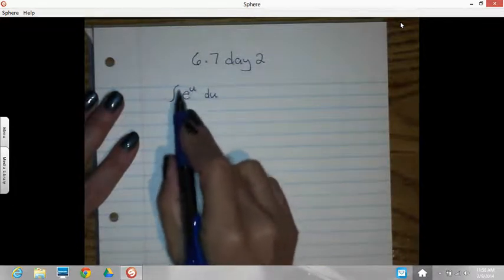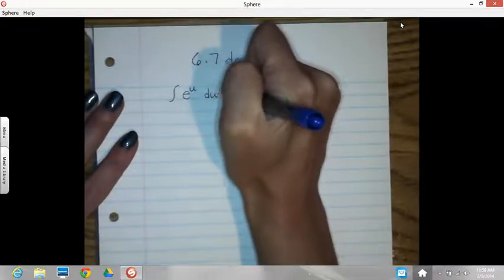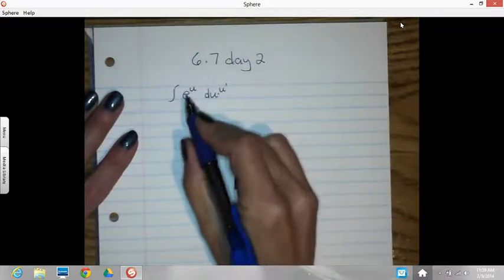Well, we know it's itself, as long as the derivative of the u is attached over here. So you have to have the u prime next to the dx, the du, whatever you want to call it, in order to integrate it back to itself.